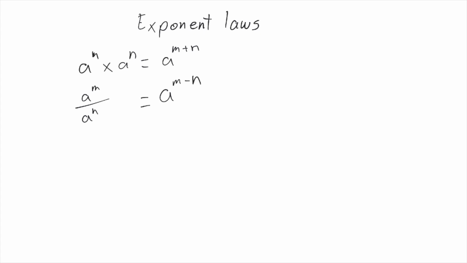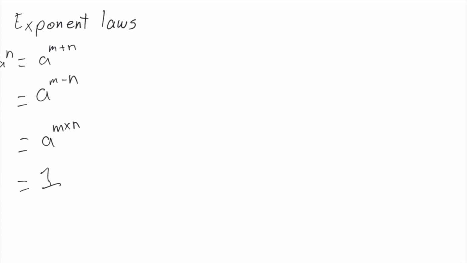Okay. The third one we're going to look at is powers of powers, so a to the power of m to the power of n, and remember there's always brackets in there, and that is a to the power of m times n. And finally, our last one is going to be the power of 0, so a to the power of 0 equals 1. All right, let's jump right in then.